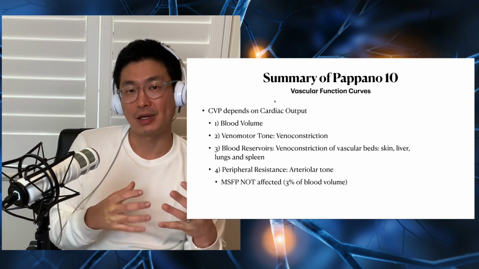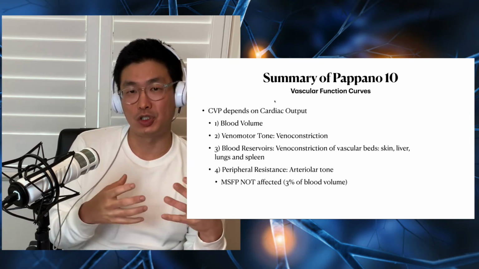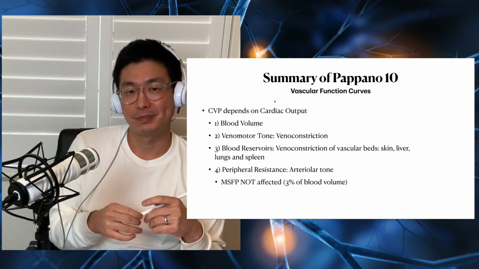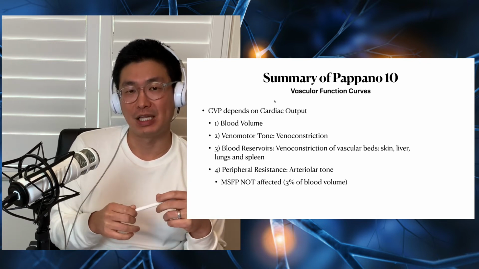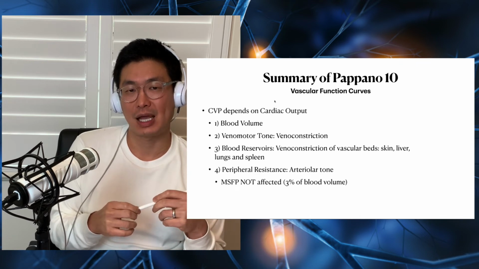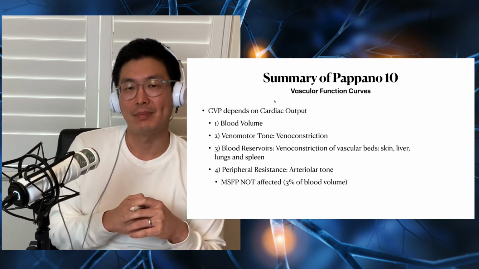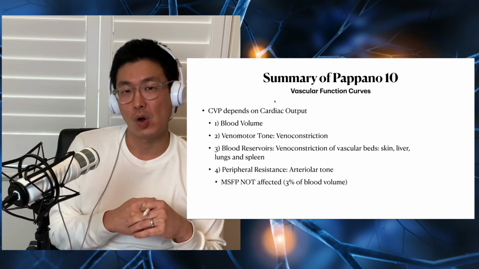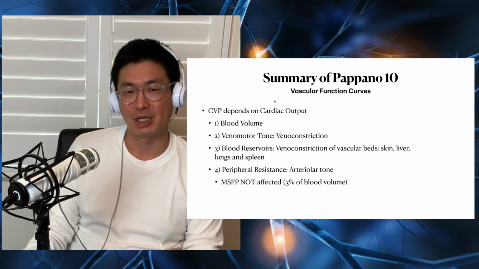The fourth thing, peripheral resistance, which is due to your arterial tone, is not affected, as in your mean systemic filling pressure is not affected. Okay, and the reason for that is that it's quoted that the arterioles only represent 3% of the blood volume.